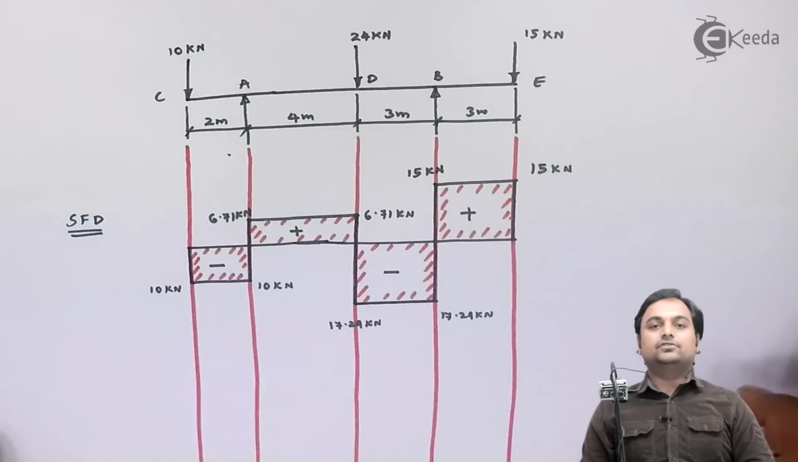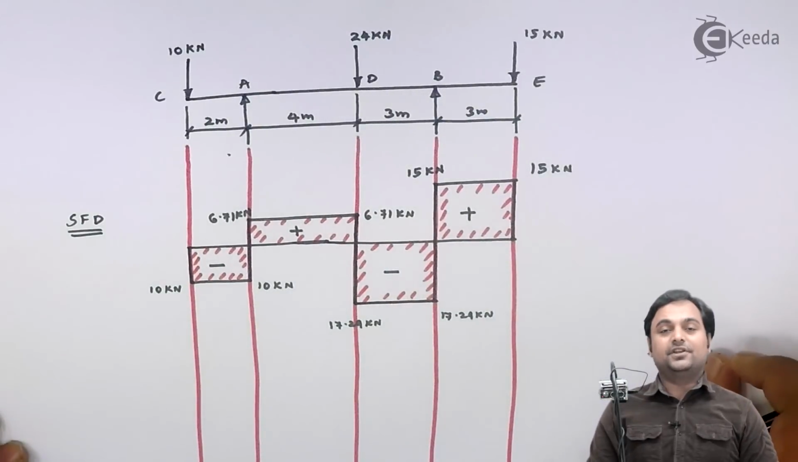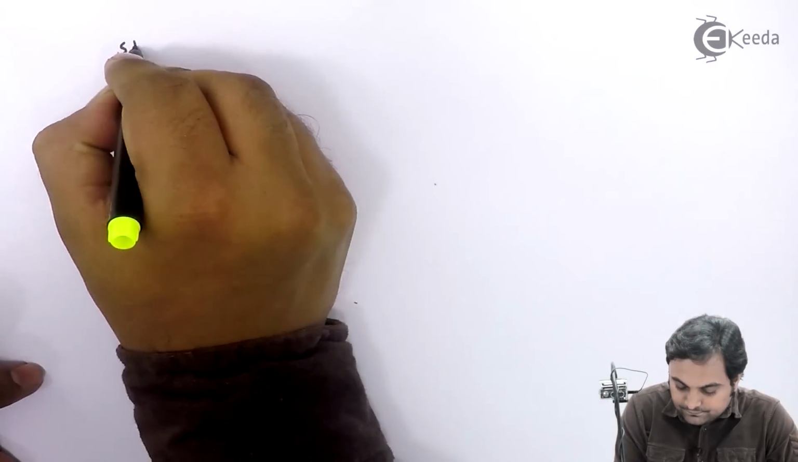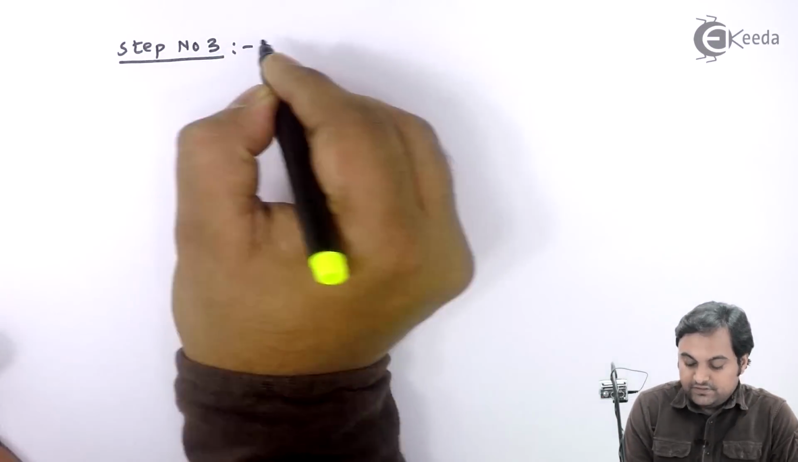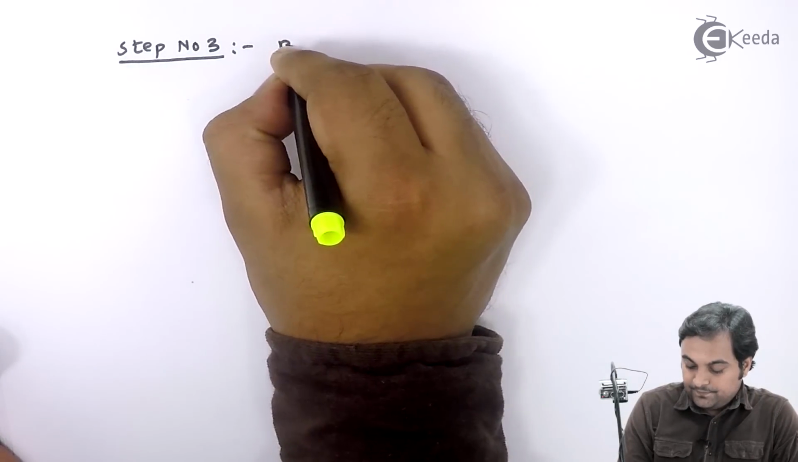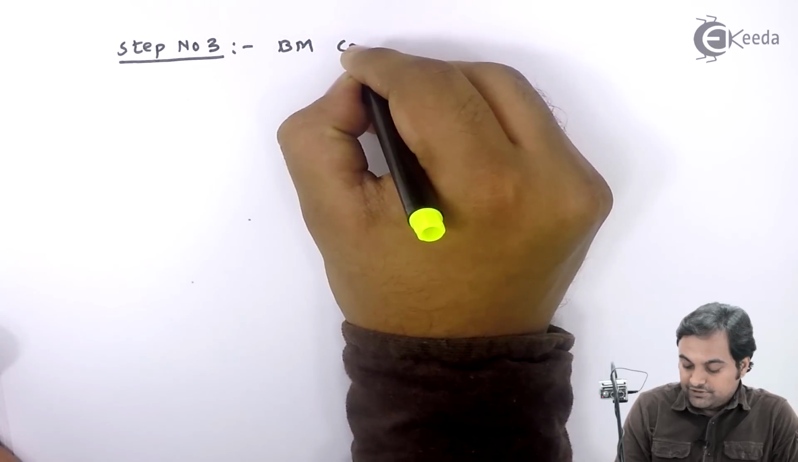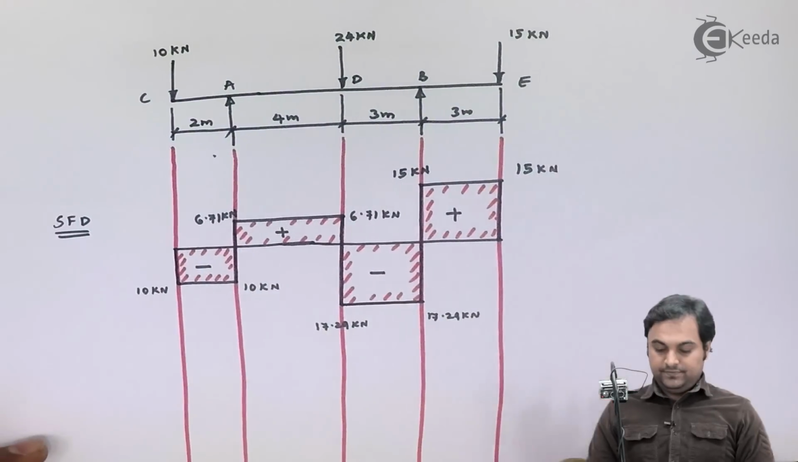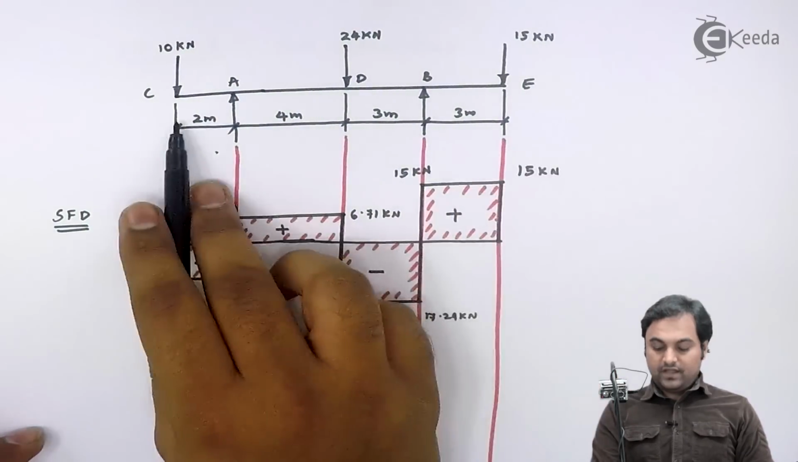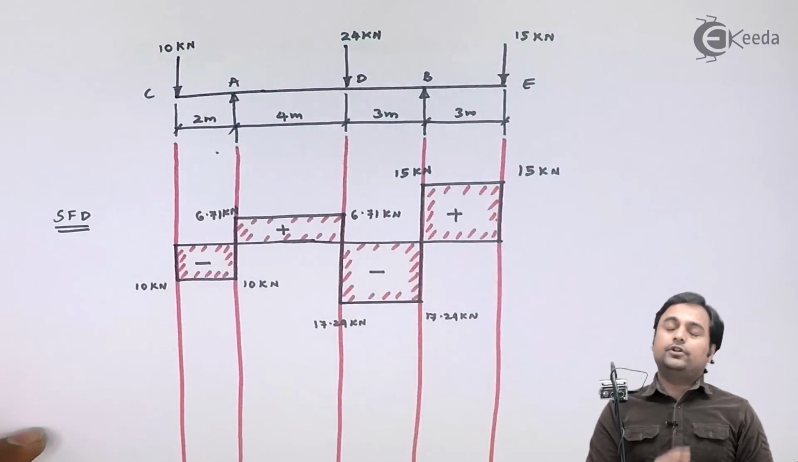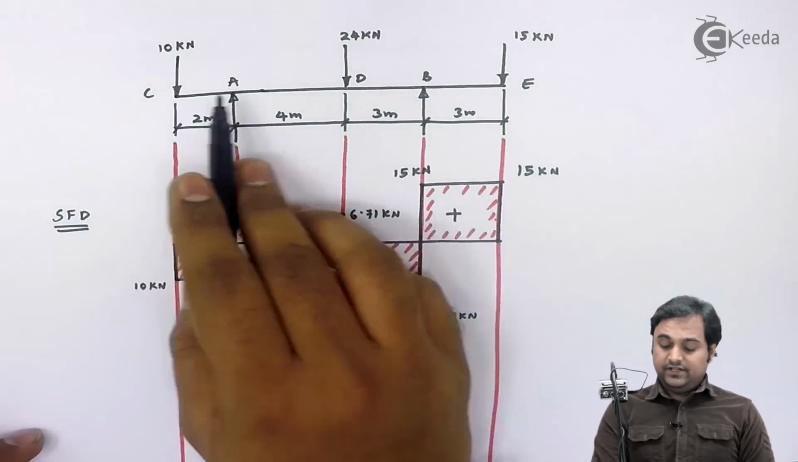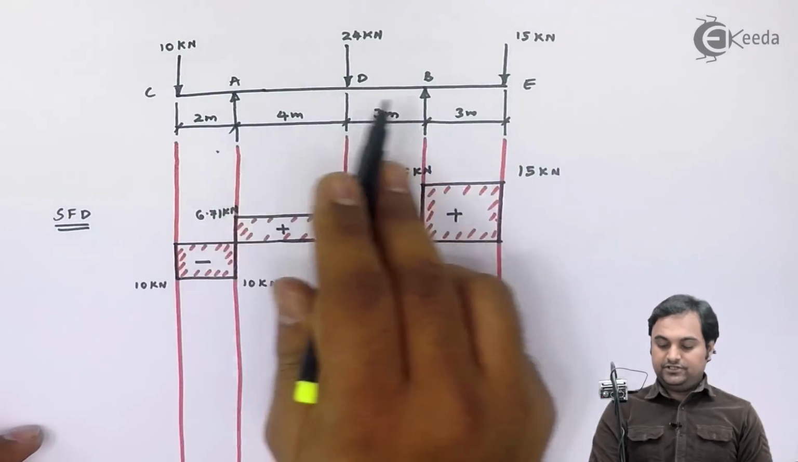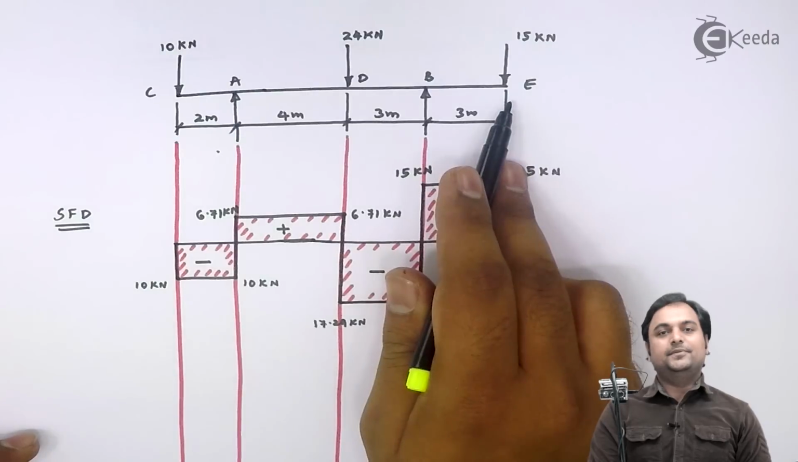After completing shear force diagram, we will be going on to step number 3, that is bending moment calculations. As we can see here we have an overhanging beam. So for overhanging beam, at the ends which are free, that is the end which is hanging at point C, at point E, the bending moment will be 0.